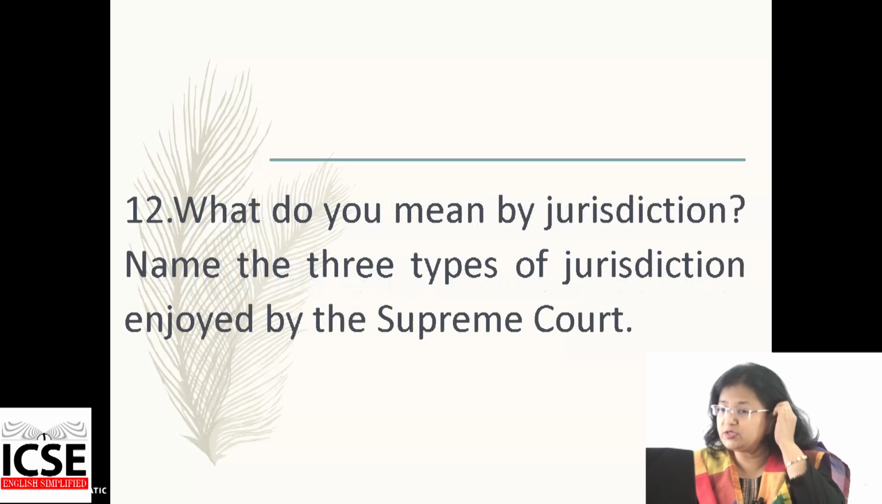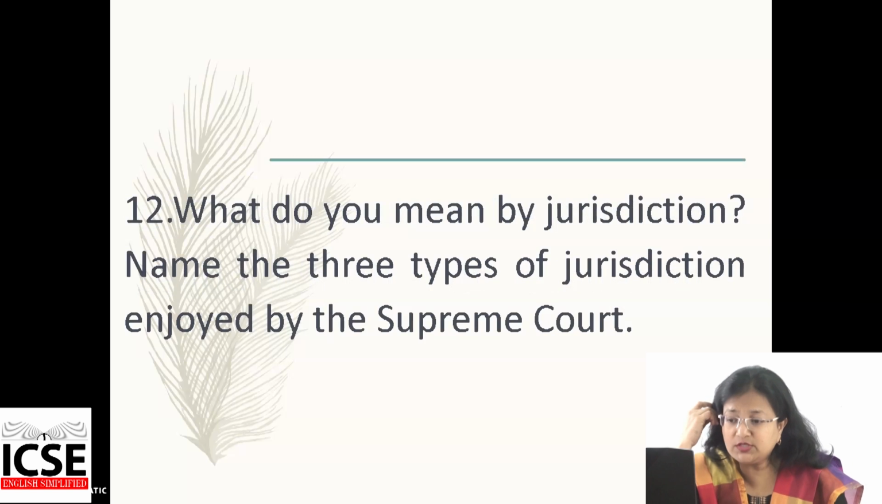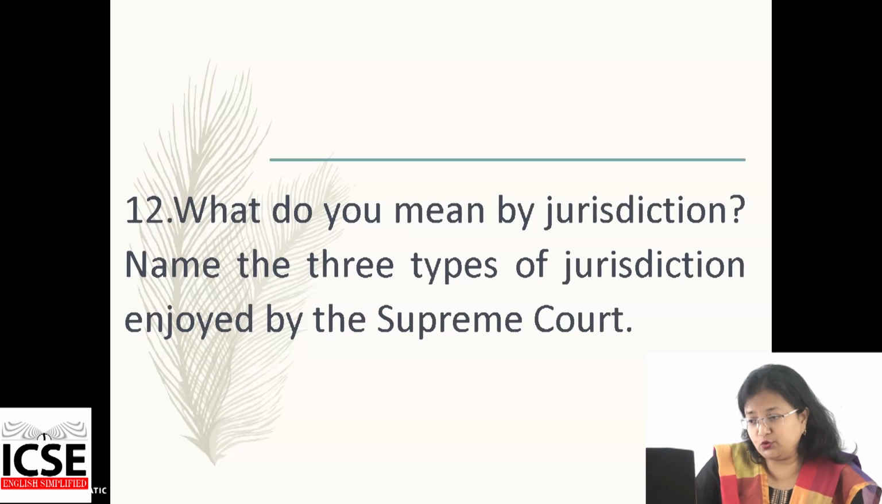What do you mean by jurisdiction? Name the 3 types of jurisdiction enjoyed by the Supreme Court. So jurisdiction means the power that the court has to hear and decide cases. The 3 types of jurisdiction of the Supreme Court: original, appellate, and advisory. You should know the definition of each.